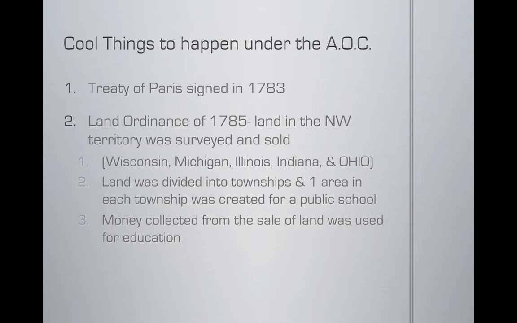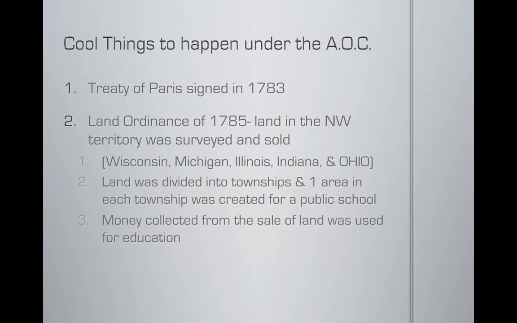Some good things that happened. We've already talked about the Treaty of Paris, so they did do a good job with that. That was signed in 1783. That's under the Articles of Confederation. The other really big thing that happens is called the Land Ordinance of 1785. And this is where they start establishing the Northwest Territory.